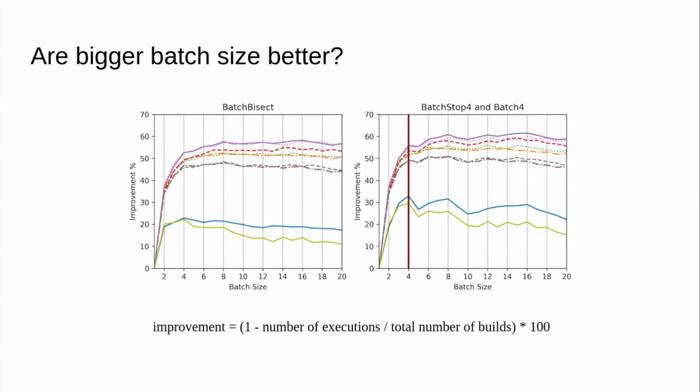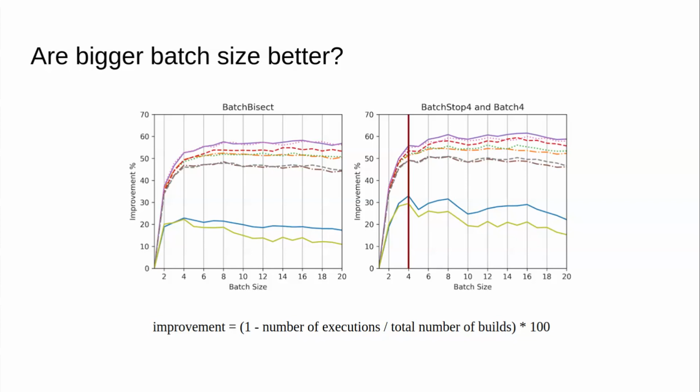We chose the 10 biggest projects on the TravisTorrent dataset to compare our batching approaches. As you can see, all of the projects have improvement with smaller batch sizes. But after some point, almost all of those plateau.